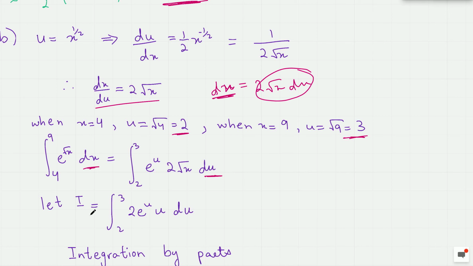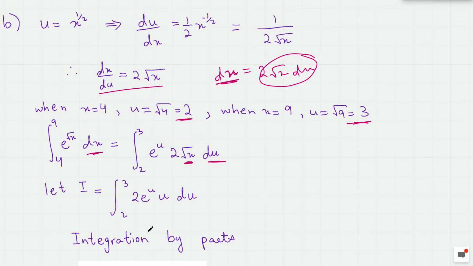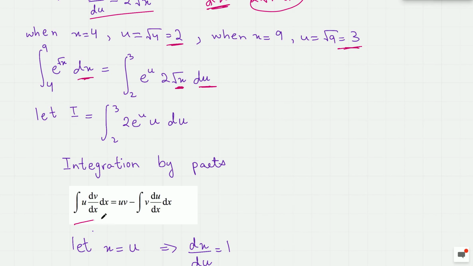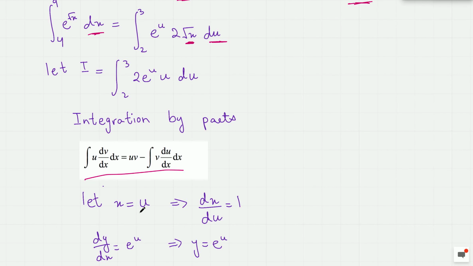Now I'm going to let I equal this integral, and one more thing, this root of x is also replaced by u. So we have written the entire thing in terms of u now, and we're integrating it with respect to u. To integrate this term, we need to use integration by parts, and this is the formula. Now I am not using the variables u and v because we already have u here, and if I use u it'll be more confusing. So I'm actually using x and y, but it's the same thing.